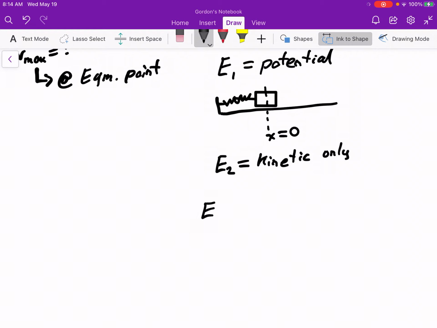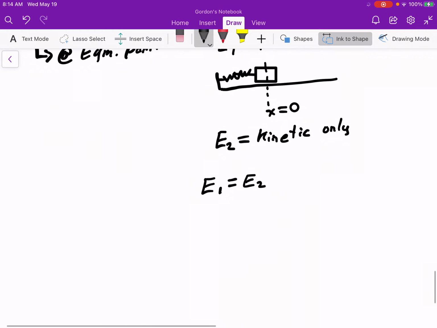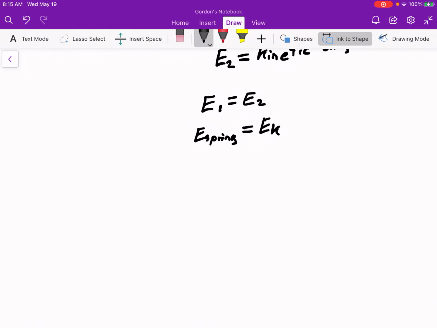So the energy at that first point, when it's fully stretched out, is going to be equal to the energy at the second point. And the amount of energy we have to start with, the energy of the spring when it's fully stretched out, is going to be equal to the kinetic energy at the center point, the equilibrium point. Remember, spring energy can always be calculated as 1/2 kx squared, and that's going to be equal to 1/2 mv squared.